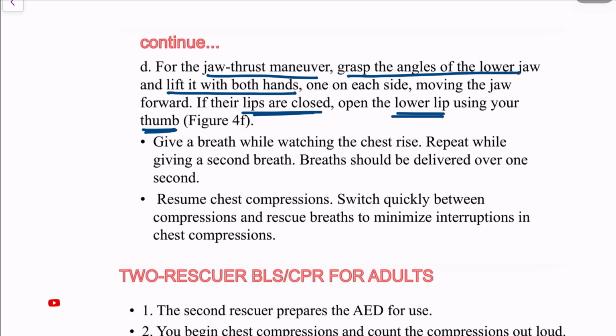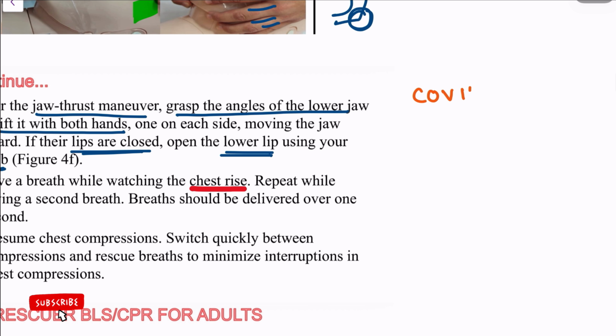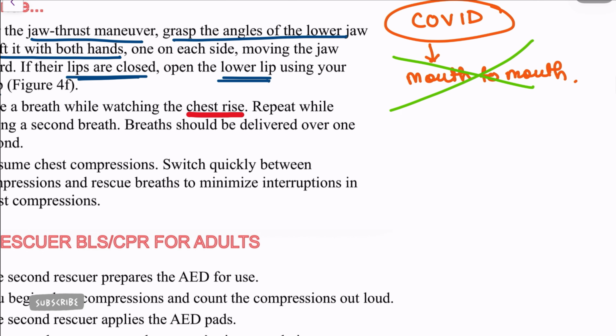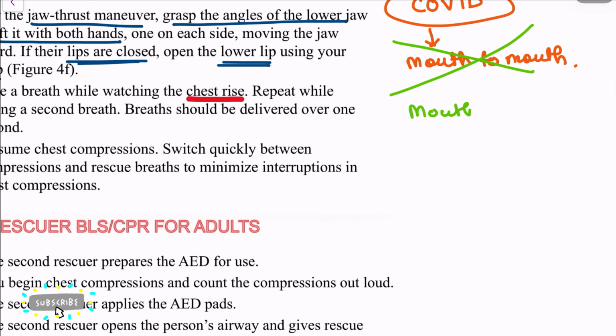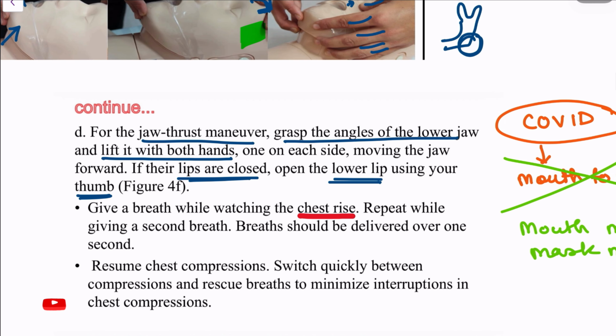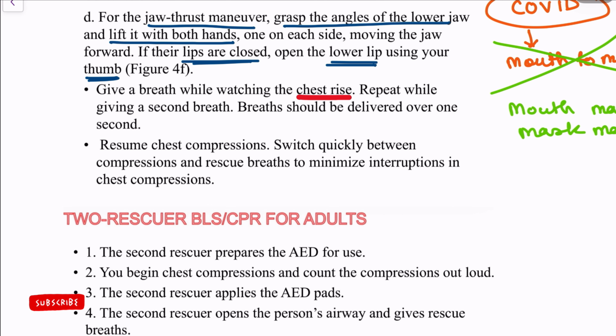Give a breath while watching the chest rise. While giving the breath to the patient, in today's world, after COVID, in 2020 we had the COVID, the mouth to mouth ventilation is not done. Either you do mouth to mask breathing or mask to mask breathing in cases of BLS, when you do not have other equipment. Generally, a pocket mask should be used by medical personnel, and they should have it all the time.